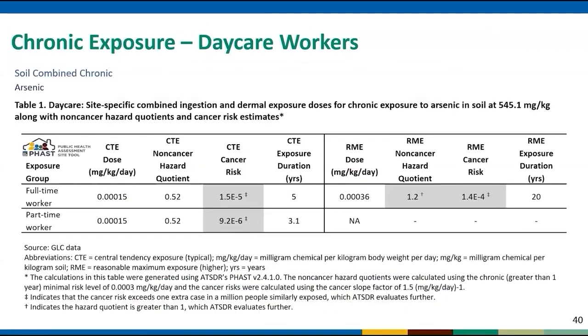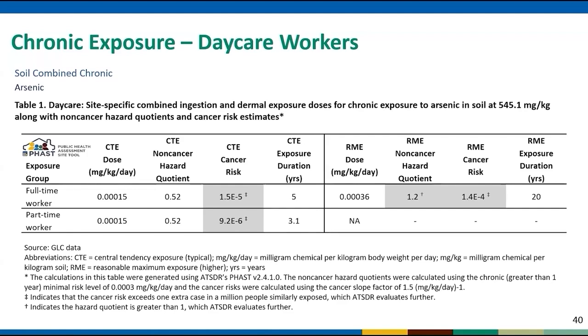Now let's look at the combined soil exposure for workers from ingesting and coming into contact with arsenic-contaminated soil and dust. First, let's look at the chronic exposure results table for daycare workers. We find that there is an RME hazard quotient for the full-time worker of 1.2. That's just above 1. And the RME cancer risk for full-time workers is 1.4 times 10 to the minus 4. We also have CTE results for full-time daycare workers. The CTE HQ is below 1, and the CTE cancer risk is 1.5 times 10 to the minus 5.